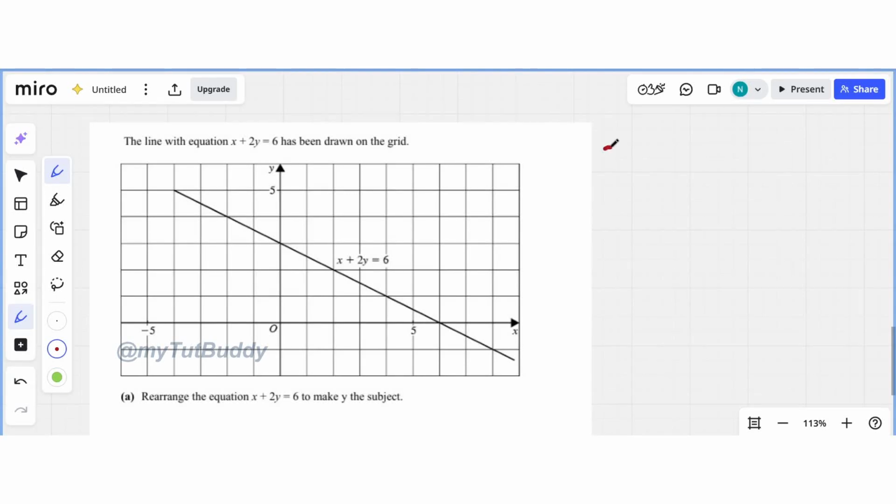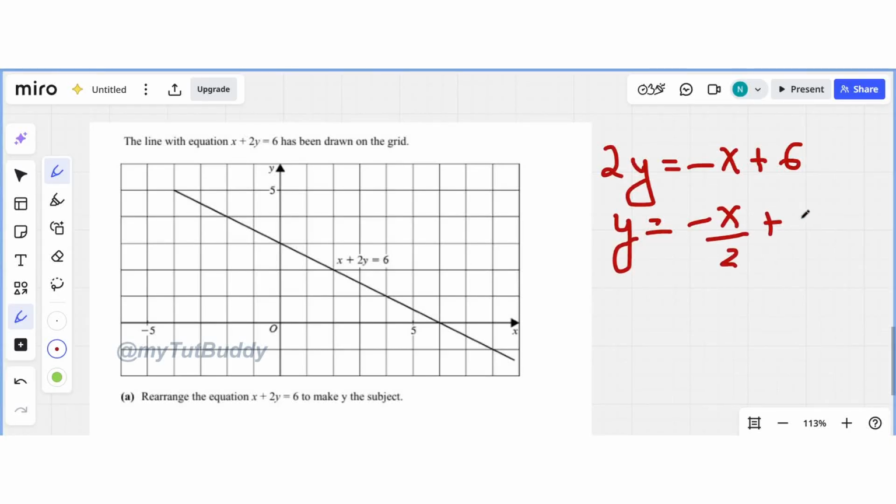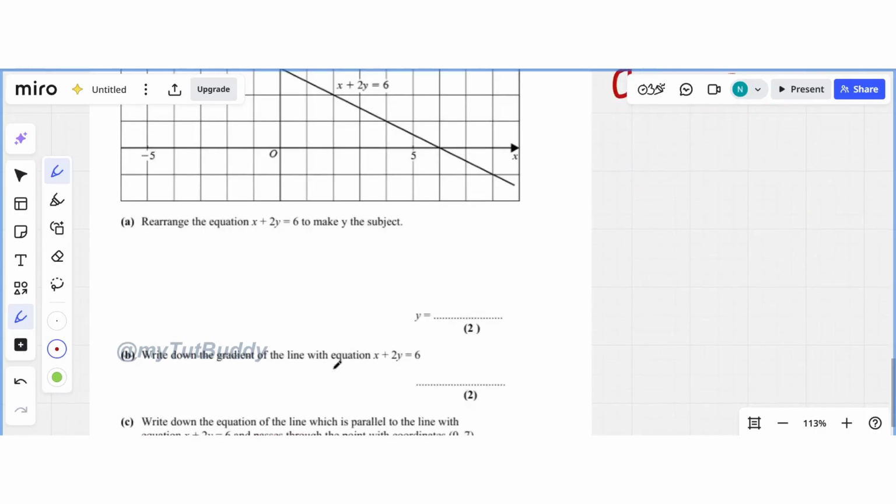Let's begin with part A of the question. We are asked to rearrange the equation with y as the subject. So we start by shifting everything other than y to the other side of the equation. We move x to the other side as minus x, and then the 2 divides both terms, giving us the final equation y equals negative x over 2 plus 3.